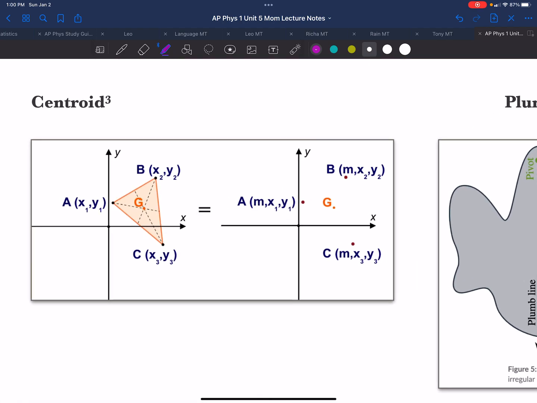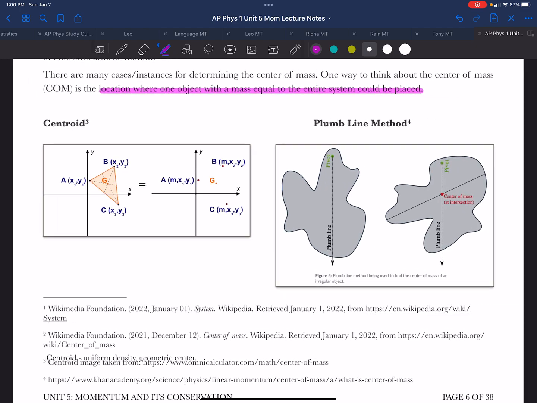So one method is a centroid. Now this is typically something you would have learned in elementary or middle school, but probably didn't. A centroid involves a situation where the body has a uniform density.